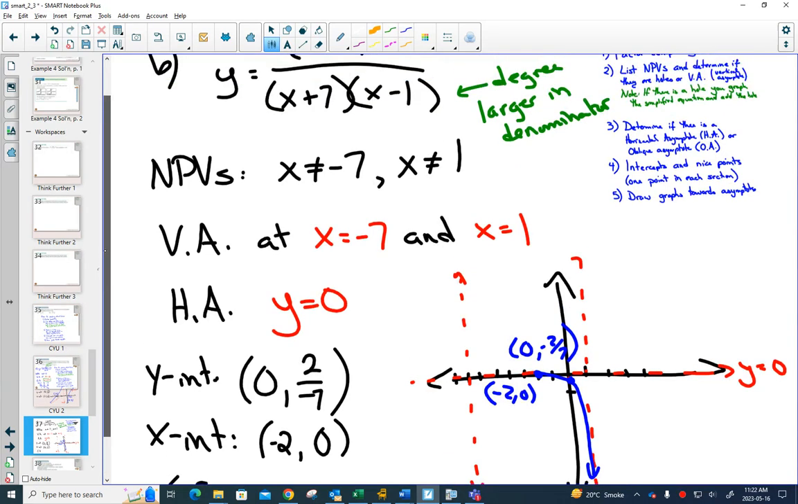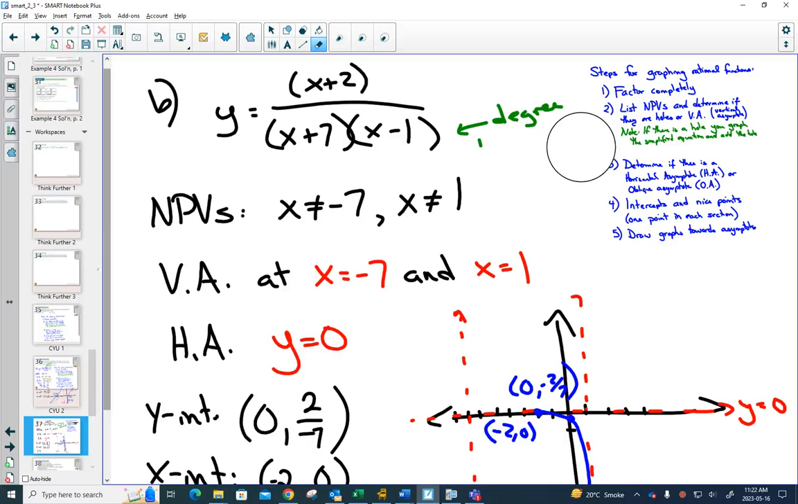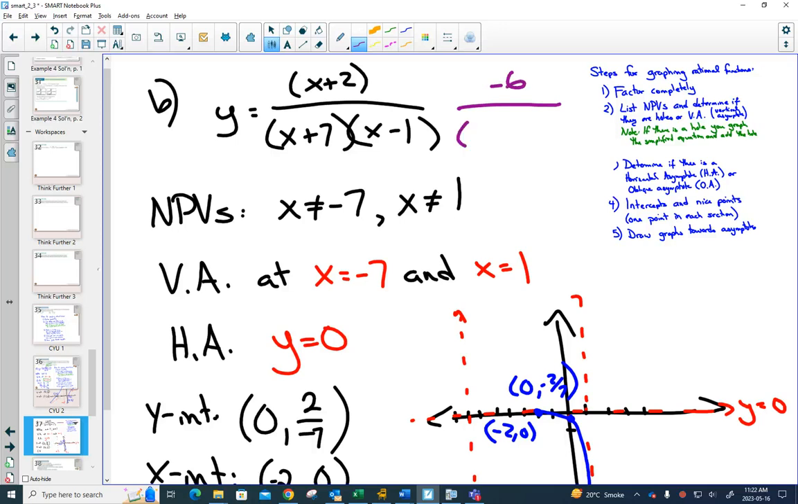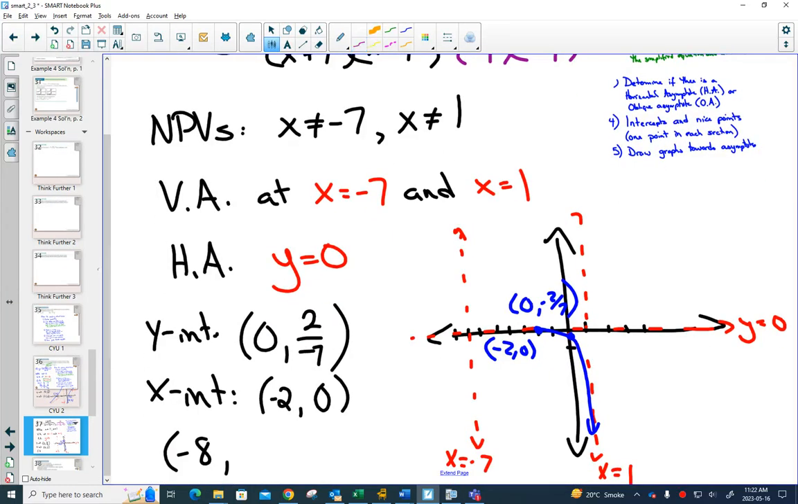And I would go to my factored form. I'll do it in purple here. If you plug in -8, can you see the top would be -6? And that factor would be -1. And -8 minus 1, this would be -9. And you would get -6 over +9, which is -2/3. Once you've found that point, you label it. Okay, there it is. -8, -2/3. And I have enough in that section to draw it towards the asymptotes.